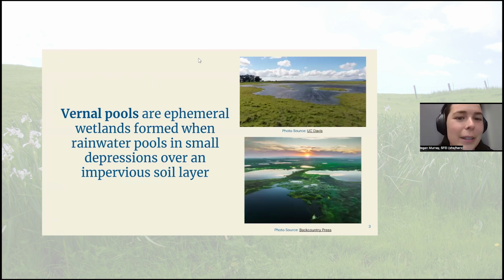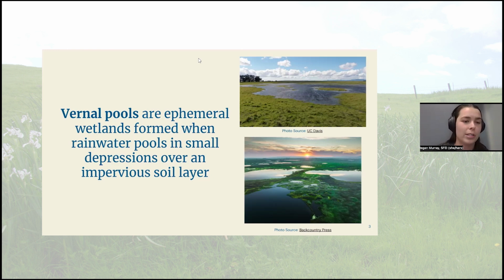All right, so what are vernal pools? They're not exactly the poster child of California habitats. They're not very glamorous, but what they are is ephemeral wetlands formed when rainwater pools in small depressions over an impervious soil layer. So what does that mean? They're basically really shallow depressions in the landscape with a really firm layer of soil beneath, usually clay or actually bedrock, that prevents water from leaking into the soil. So it creates these shallow pools.